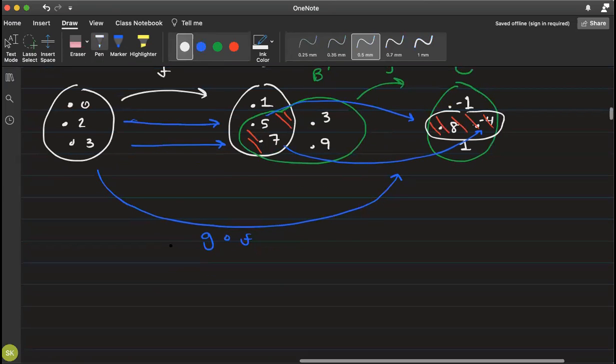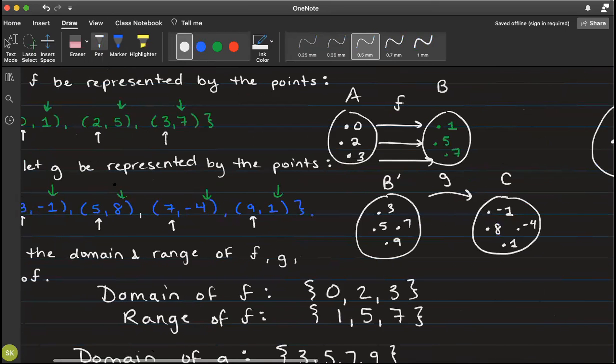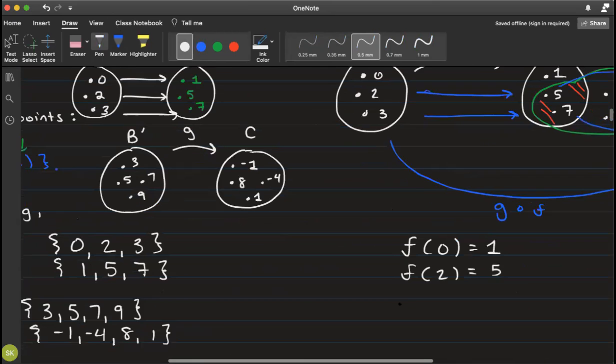So let me write down here what's happening. We have f of 0 is equal to 1. f of 2 is equal to 5. And f of 3 is equal to 7.